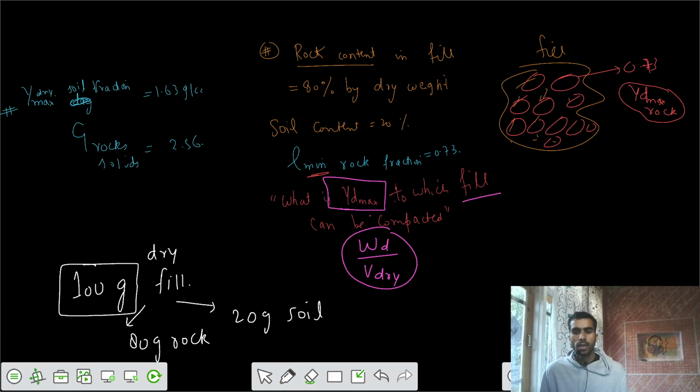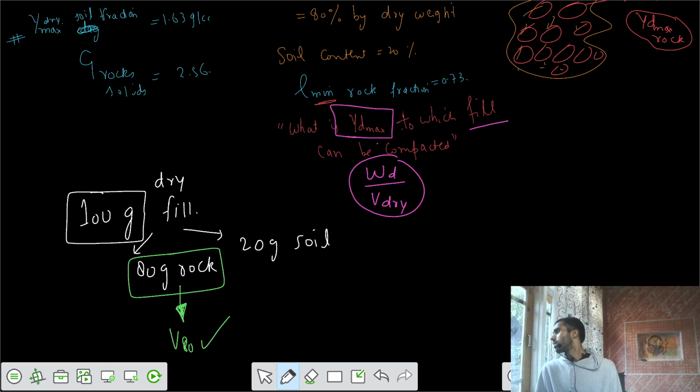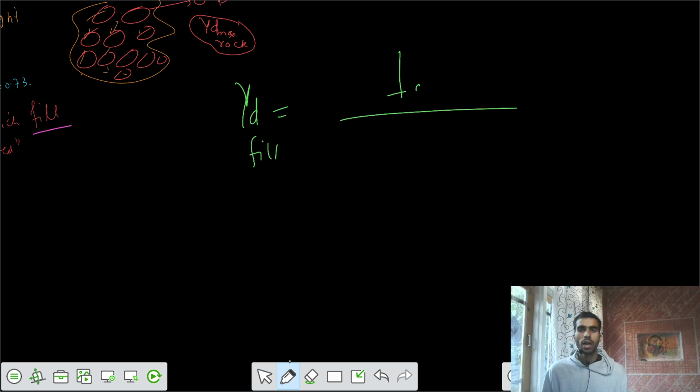Now your rocks are 80 grams. Can you get the volume occupied by those 80 grams? I would say that the density of the fill can now be solved, with the 100 grams of ore.